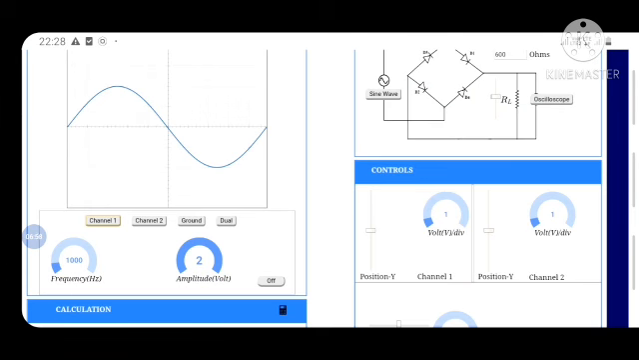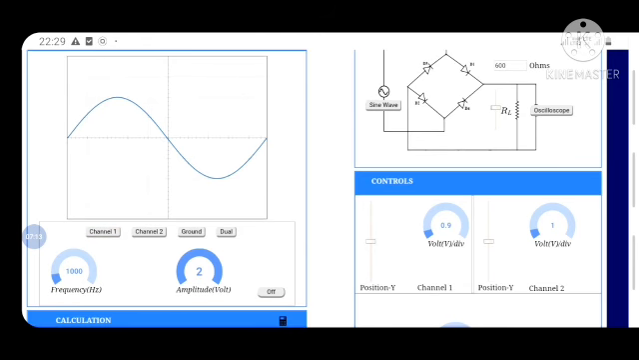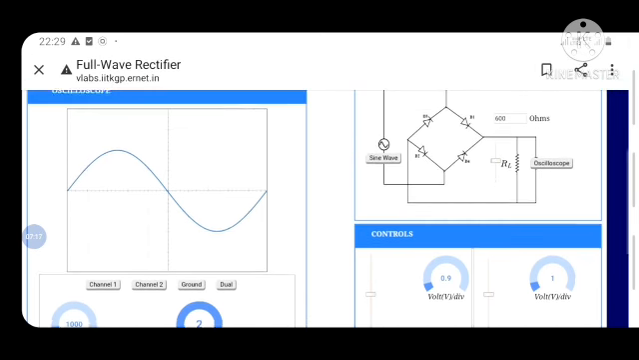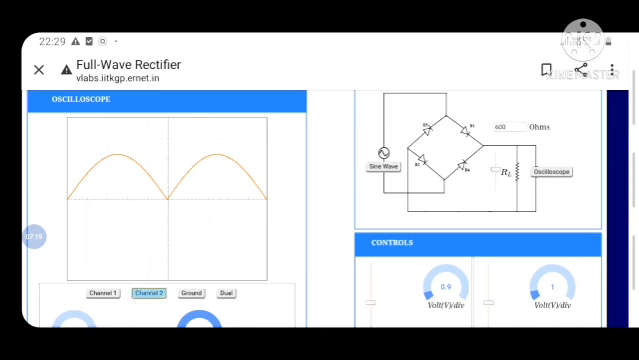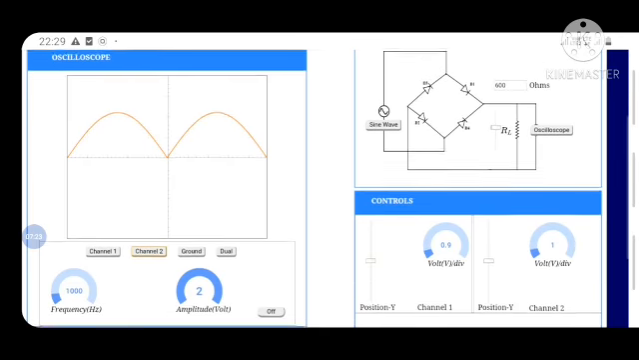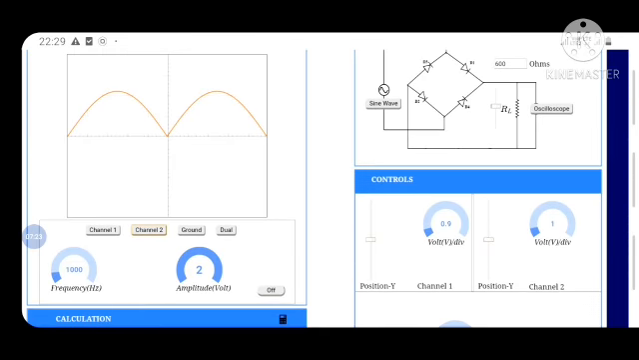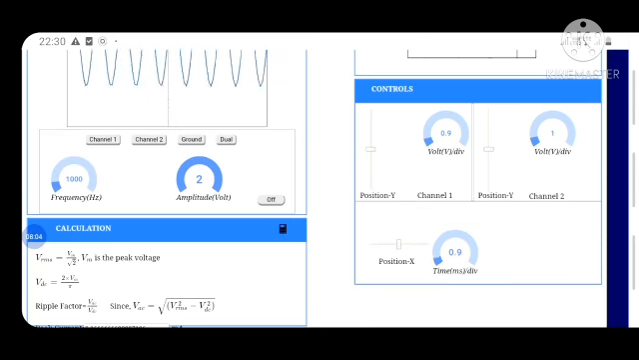You can see the waveforms at the left side. The input waveform is shown here as I have clicked the channel 1. If you click channel 2, you will be able to see the output waveform as you can see here. You can clearly see the positive half cycles are coming across the load as I discussed in the theoretical part. This is virtually playing the role of a CRO, that is, now you can see 2 waveforms at a time.